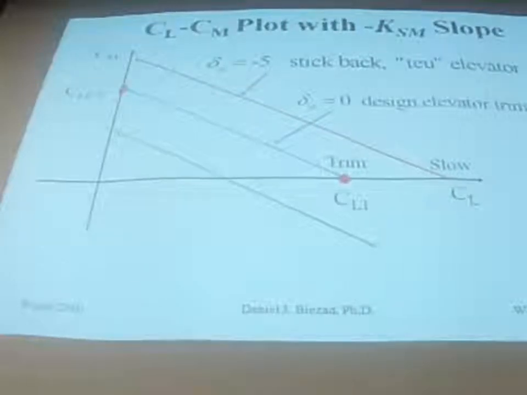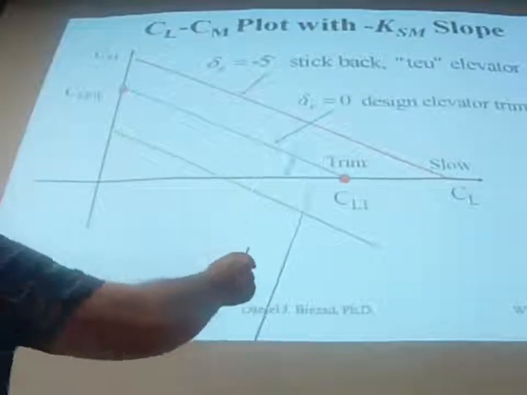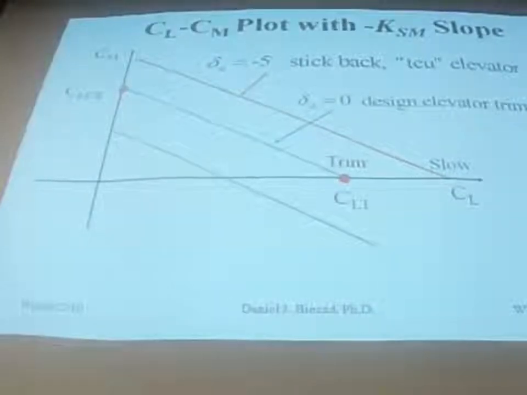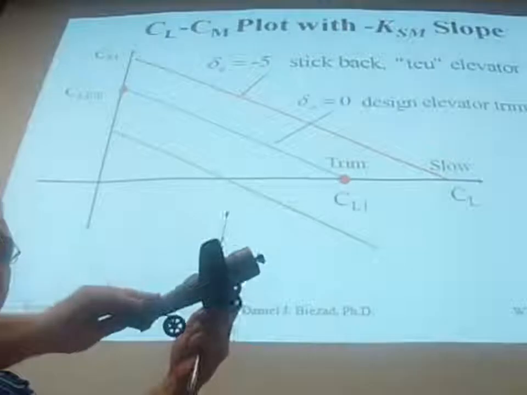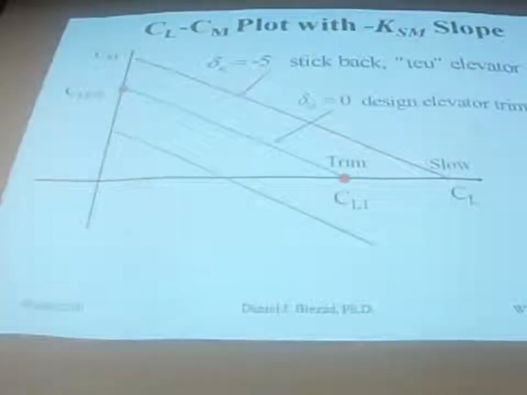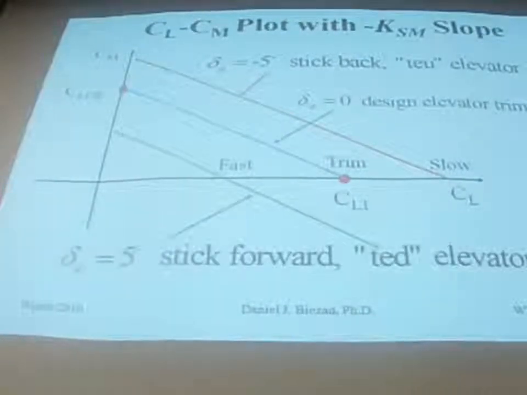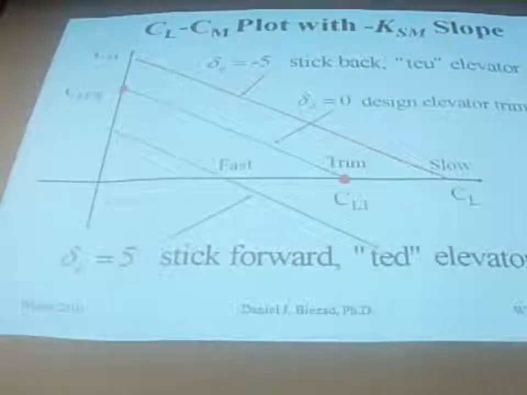Moving to the right, slowing down, is pulling back on the stick. So if you pull back on the stick, the elevator will go negative by our convention, because you will dump lift at the tail, and when you dump lift at the tail, the aircraft will rotate up and climb at a higher CL. So if you go fast, the opposite happens. So the green line is a push forward, and you'll trim at a higher speed, and the red line is a slow, you'll trim at a lower speed.